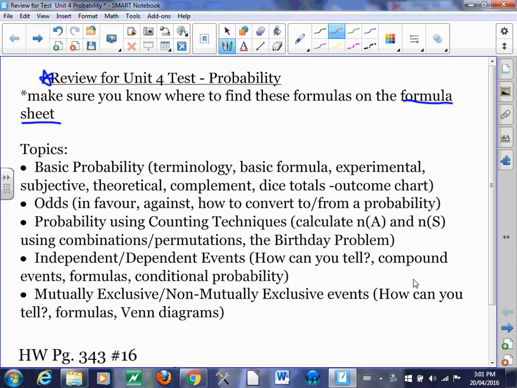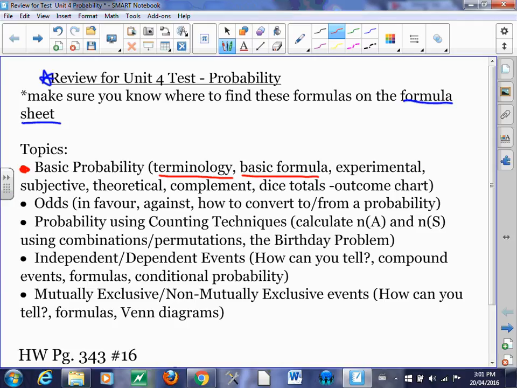All right, so our first topic was some basic terminology related to probability. Make sure you know the terminology, the basic formula for theoretical probability, and the differences between the three different types of probability. Experimental is where you do the experiment yourself. Subjective is where you do it based on intuition, like a weather report. And theoretical is using the laws and the theories. And just remember, empirical is the same as experimental.